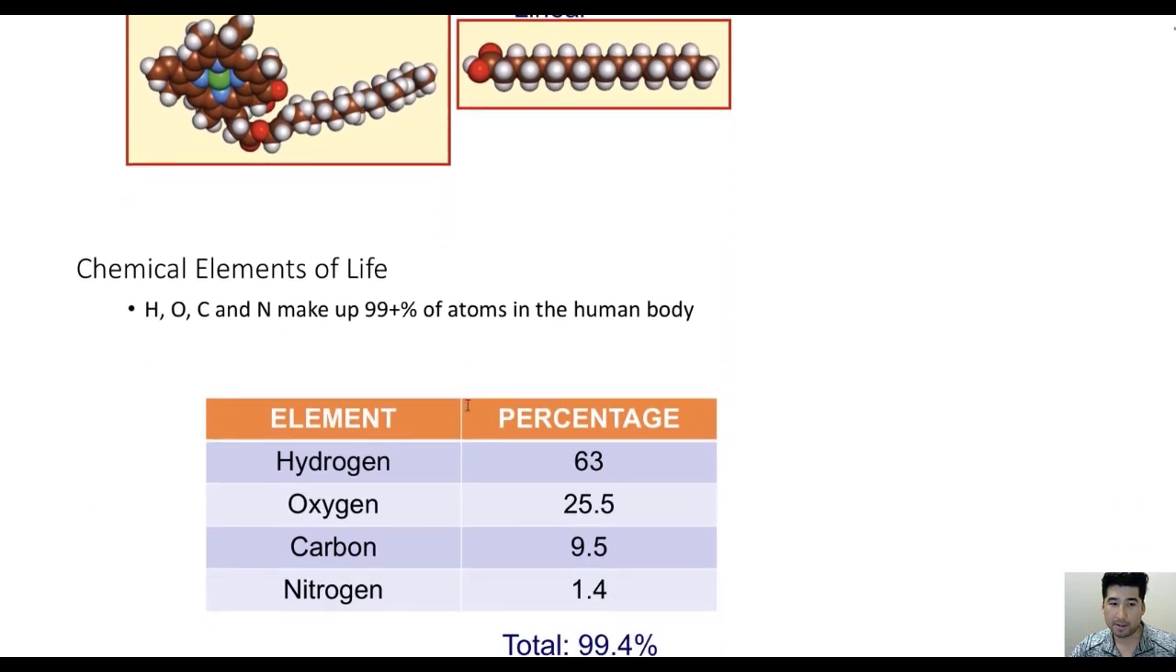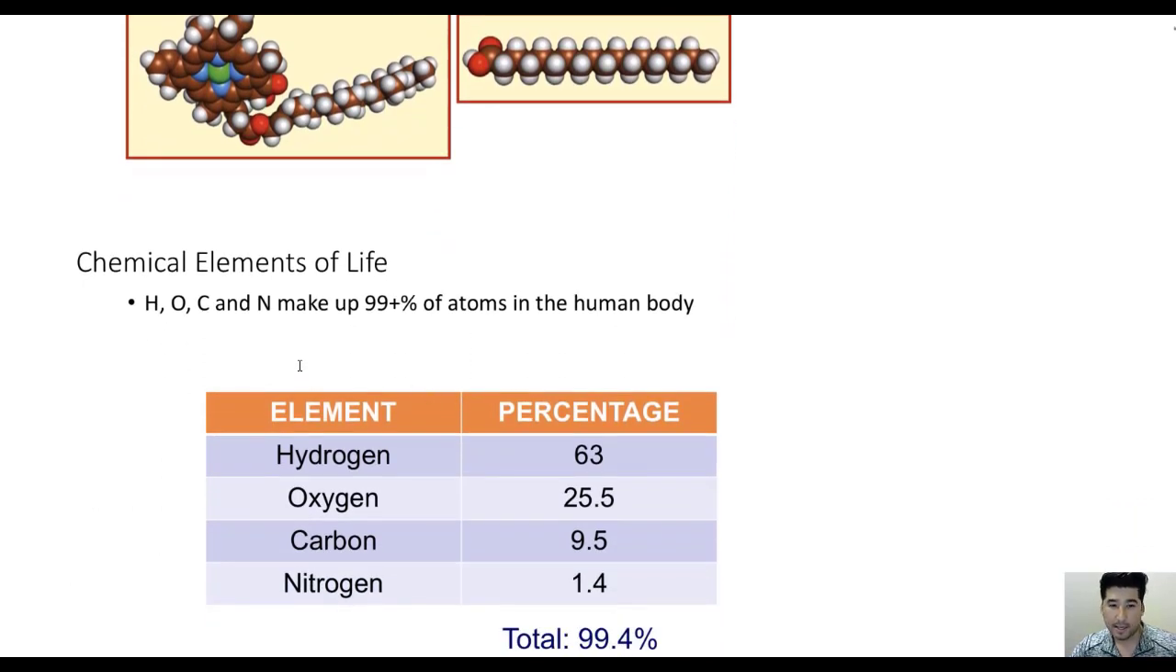segues into the chemical elements of life. These are the majority chemical elements of life: hydrogen, oxygen, carbon, and nitrogen. You've got the most hydrogen. This is what you need to pay attention to: the amount of hydrogen, oxygen, carbon, and nitrogen. So just know that you've got a lot of hydrogen, a lot of oxygen, and the amount of oxygen that you have is greater than the amount of carbon. And naturally, you have the least amount of nitrogen. And these all amount to 99.4%.